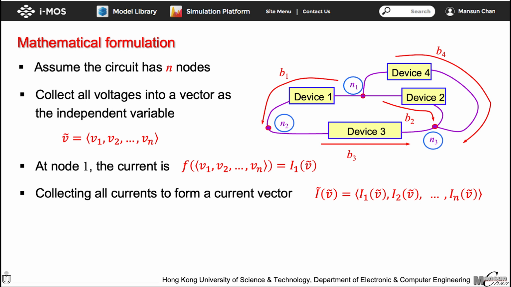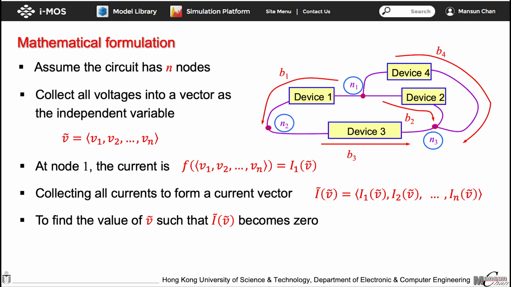The objective of circuit simulation is to find the values of the voltage vector V, such that the current vector that represents the sum of currents entering each node in the circuit equals zero. In equation form, this means solving for V such that I of V results in a zero vector. To find a general solution to the system of equations, an iterative approach will be used to arrive at a numerical solution. Typically, we employ the Newton-Raphson method to determine the numerical values of the voltage vector V.